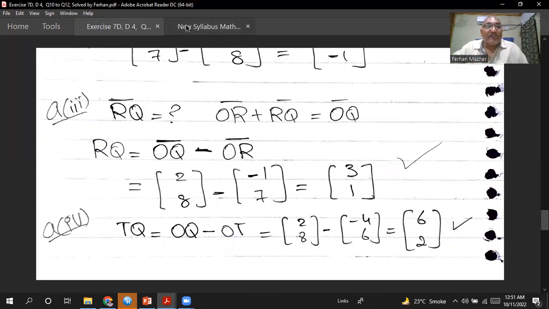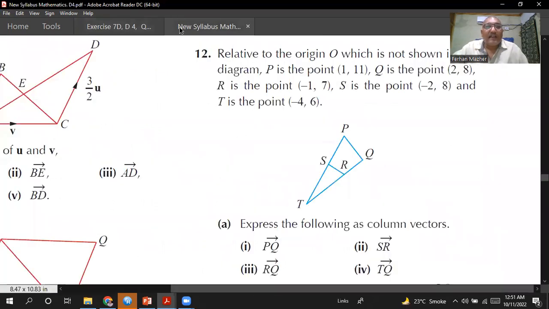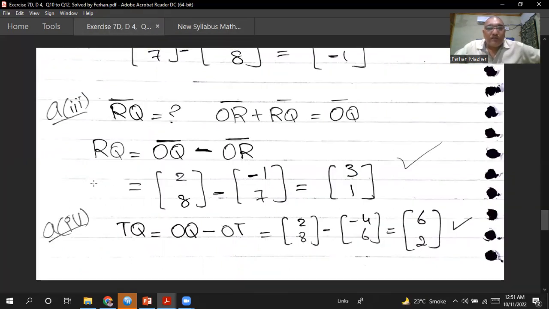So let's go to the next part. The next part they want me to find out, the fourth one, TQ, T to Q. So in the position vectors, I will say the start point is T, the end point is Q. So it will be OT plus TQ equals OQ. So TQ is equal to OQ minus OT.